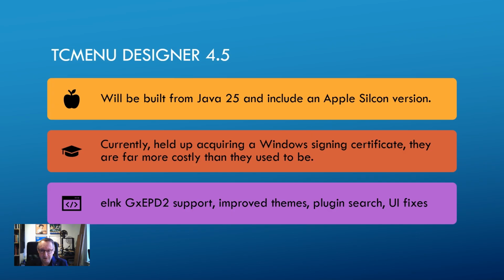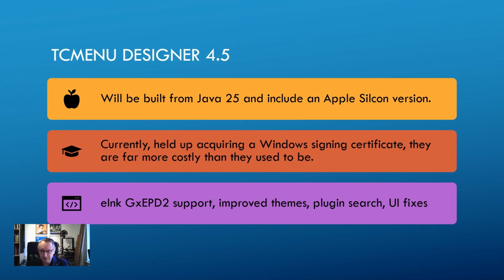So let's move on to TcMenu Designer 4.5. It'll be built from the latest version of Java, and this time around it'll include an Apple Silicon build. The benefit of that is it'll last for a good few years in a viable state. It's currently a bit held up on Windows by a signing certificate. They're a lot more costly than they used to be, but I think we've found an option now that we can proceed with.